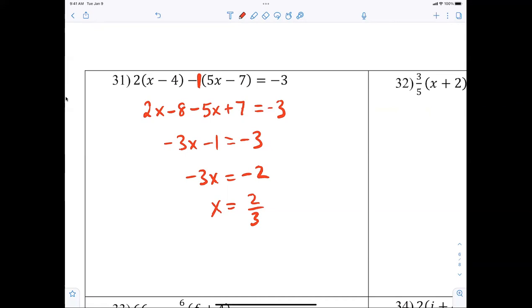All right, I like it very much. All right, now that was a hard one. Remember, distributing a negative, change the signs. Distributing a negative is changing the signs.